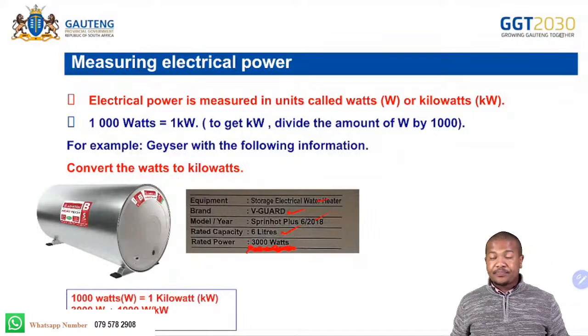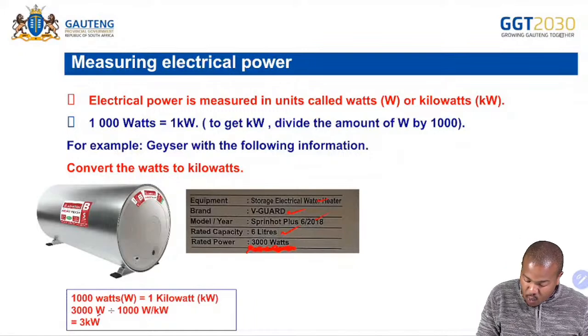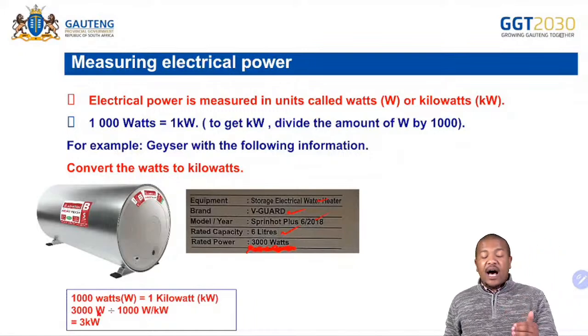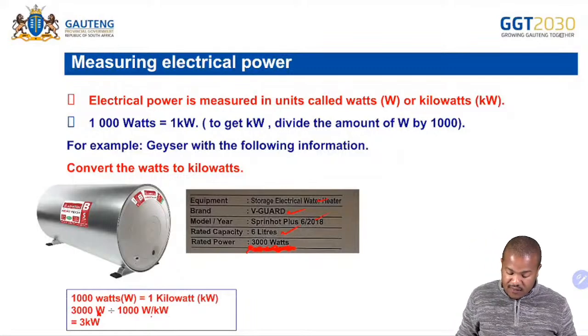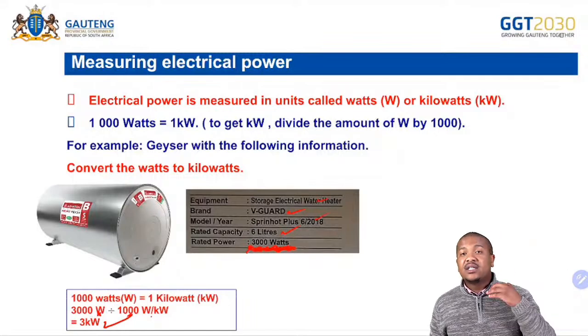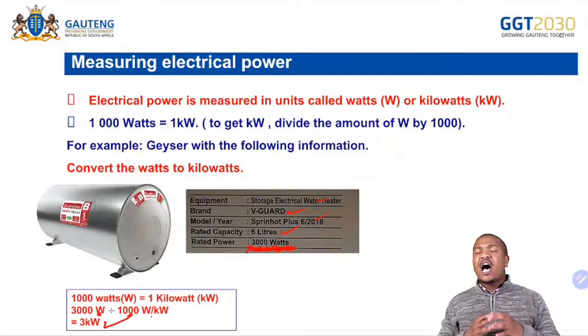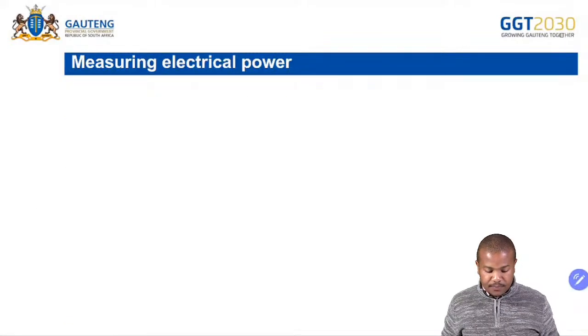1,000 watts is equal to 1 kilowatt. So 3,000 watts for this geyser, divided by 1,000 watts per kilowatt, gives us 3 kilowatts. That's how we convert from watts to kilowatts, or from kilowatts to watts.